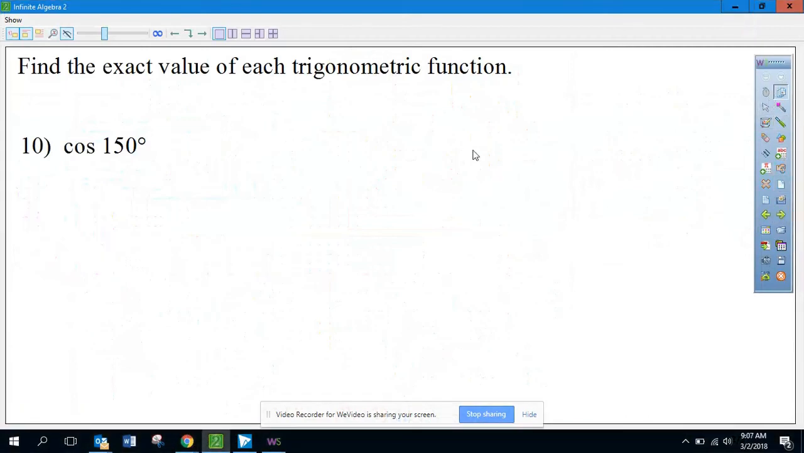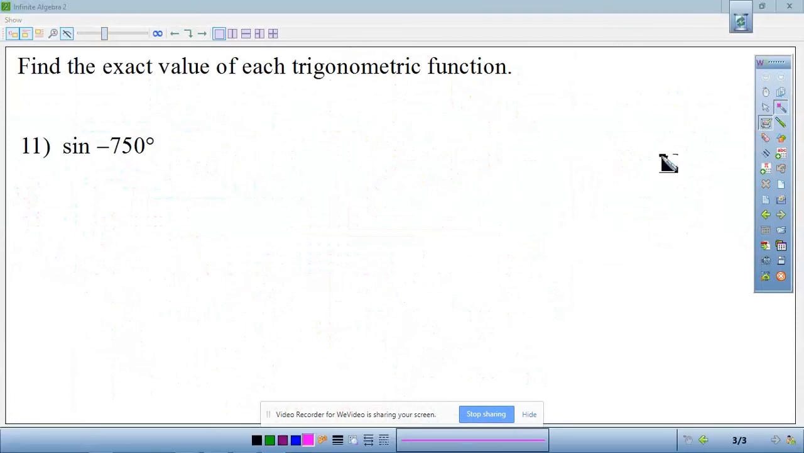All right, let's try another problem. Okay, sine of negative 750. So if I'm doing sine of negative 750, my problem right now, I couldn't directly use the unit circle because it's not between 0 and 360. Unit circle is all about between 0 and 360. So I need to find its coterminal angle.